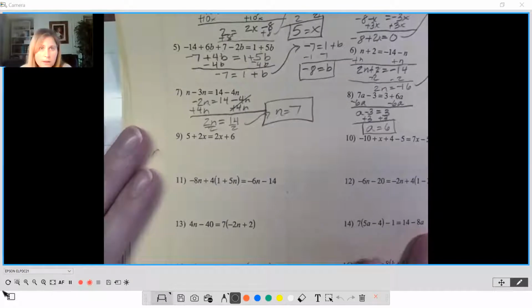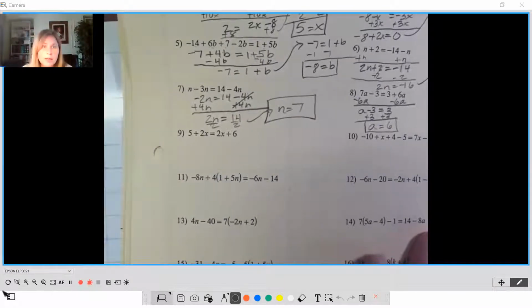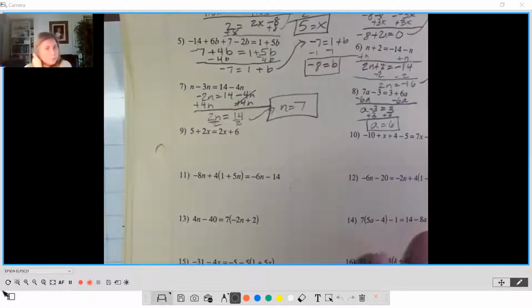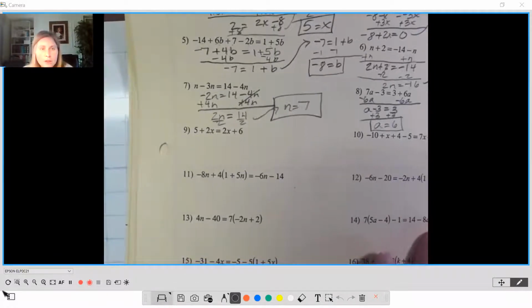So we can look at this one. Read that, number 9. Don't start solving it yet, just take a good look at it. You should actually do that at every problem. Before you start solving, just take a look at it.